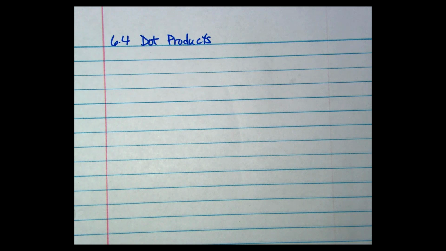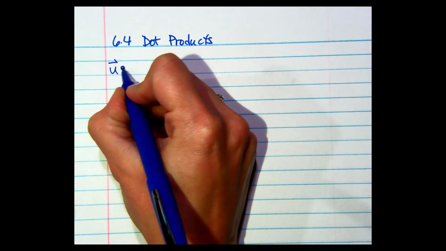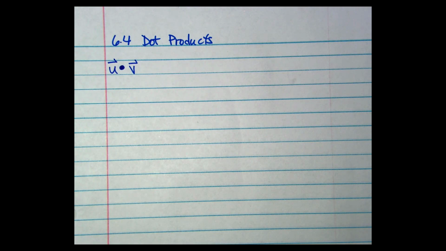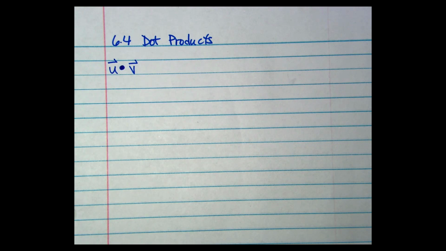Let's talk about dot products and what dot products are used for. So it's finally time for us to do U dot V. Usually when you look in a textbook, they're going to make this dot extra big. They're not going to do just a little dot. They're going to do a significantly larger dot to remind you that dot product is a different process than just multiplying.